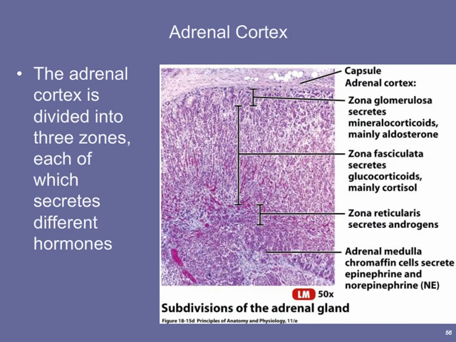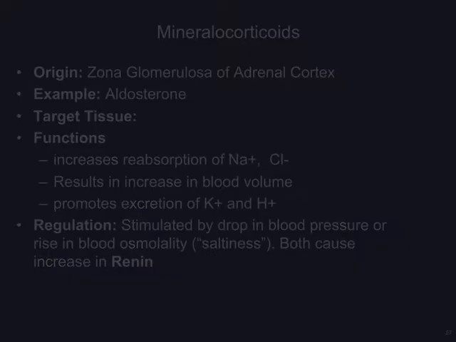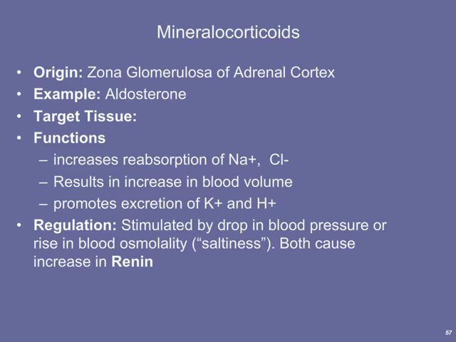The adrenal cortex is divided into three different zones, each of which secretes different types of hormones. The outermost zone is known as the zona glomerulosa, and this primarily secretes mineralocorticoids, mainly aldosterone, whereas the middle zone is known as the zona fasciculata. This secretes glucocorticoids such as cortisol. And finally, the deep zone is known as the zona reticularis, and here's where we secrete androgens. We're now going to go through each of these zones and the hormones that they secrete in greater detail.